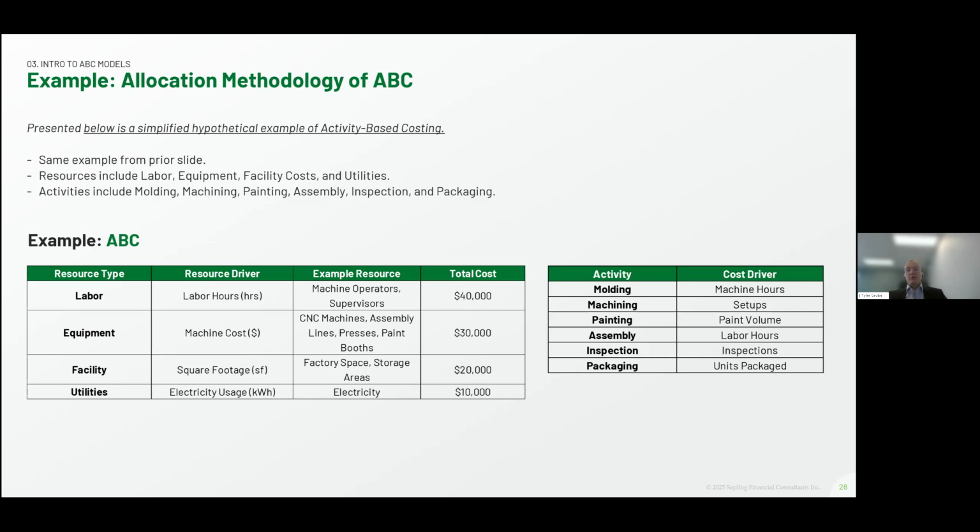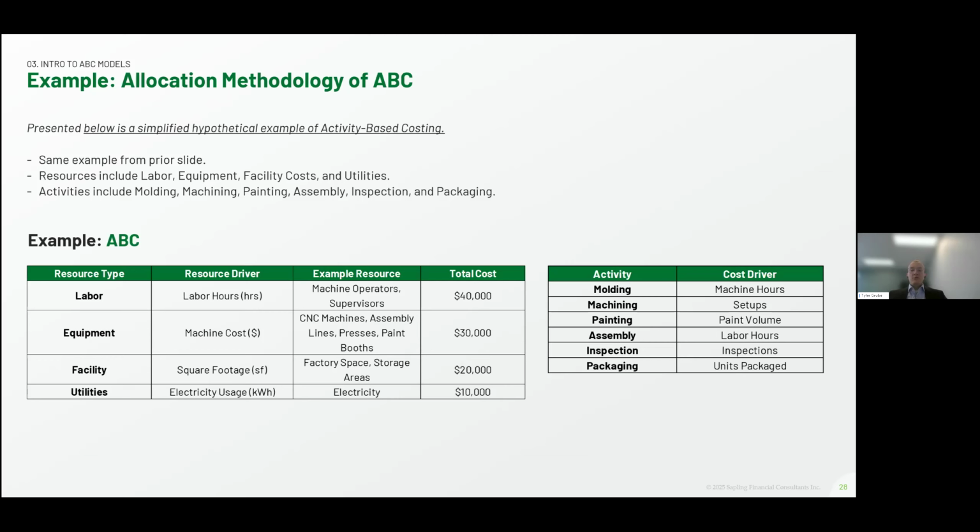Moving on to an ABC example, we use the same auto parts manufacturer from our traditional costing example. For the ABC analysis, however, we first must identify the resources, resource drivers, activities, and cost drivers of the company. Resources and the resource drivers in this case include labor, driven by labor hours, equipment, driven by machine costs, facility costs, driven by square footage, and utilities costs, driven by electricity usage in kilowatt hours.